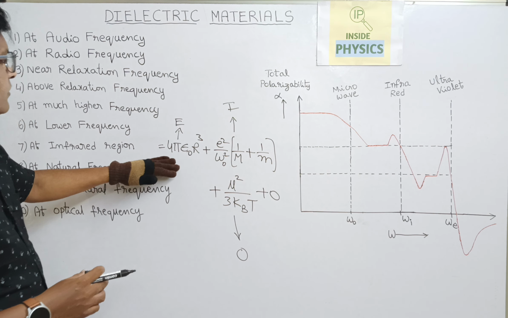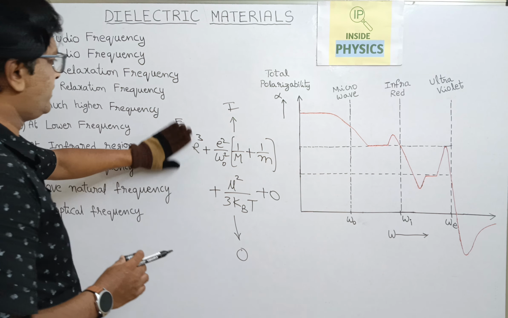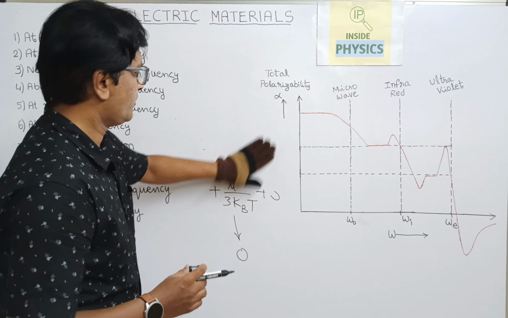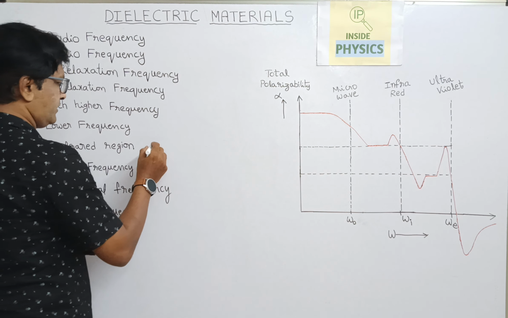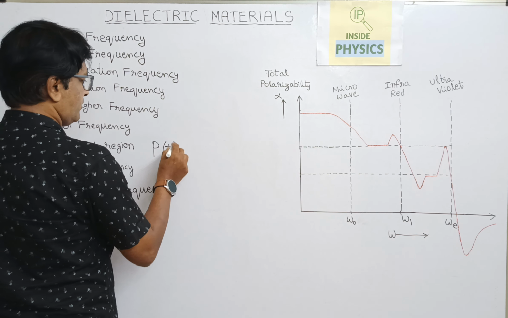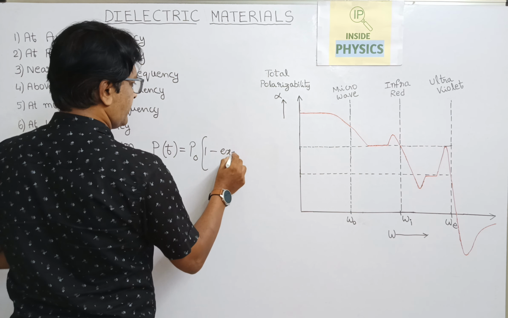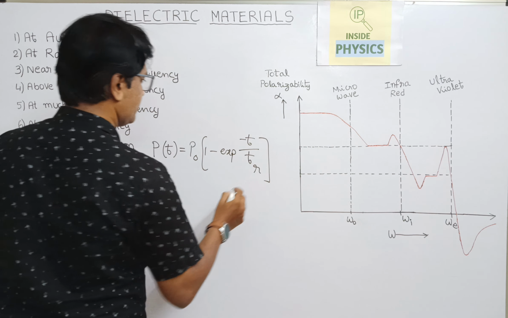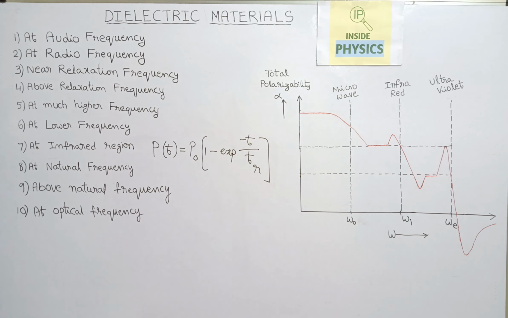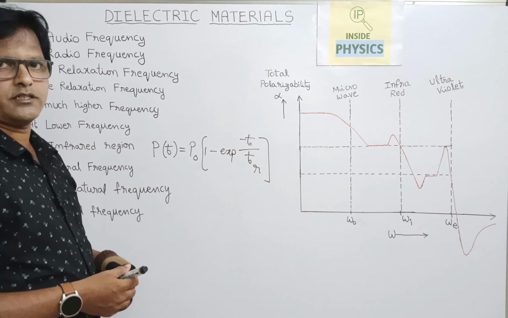So when you consider this as the total polarizability, we have another mathematical relation for the polarizability at a particular instant of time. The instantaneous polarization is given by 1 minus exponential minus t by tr. This is the polarization at any particular instant of time. This is the time, and tr is the relaxation time.